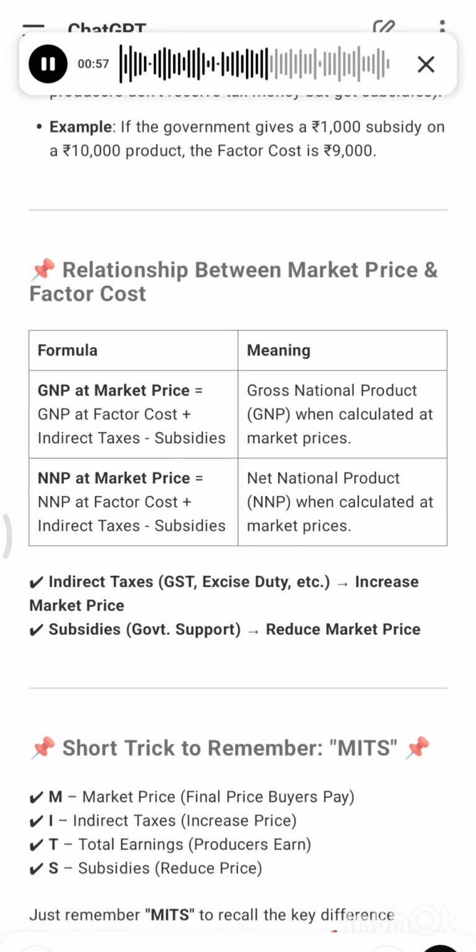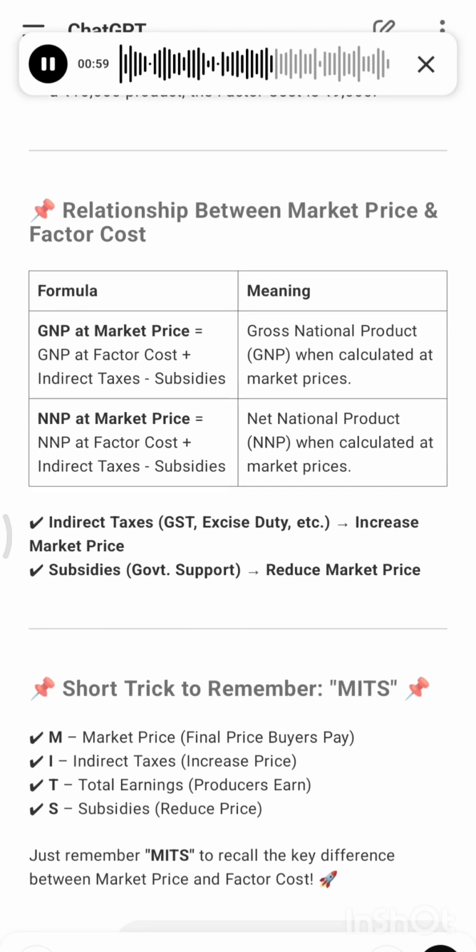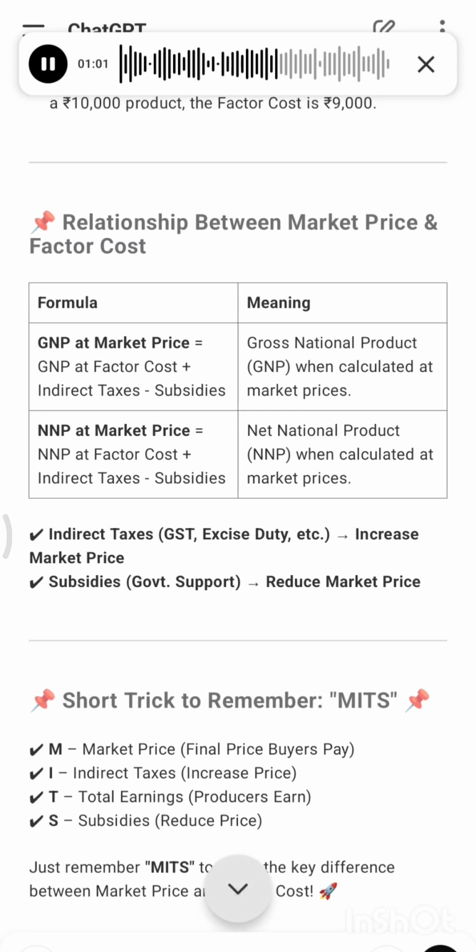Relationship between market price and factor cost. GNP at market price equals GNP at factor cost plus indirect taxes minus subsidies, where GNP is gross national product when calculated at market prices. NNP at market price equals NNP at factor cost plus indirect taxes minus subsidies, where NNP is net national product when calculated at market prices. Indirect taxes, GST, excise duty, etc. increase market price. Subsidies, government support, reduce market price.